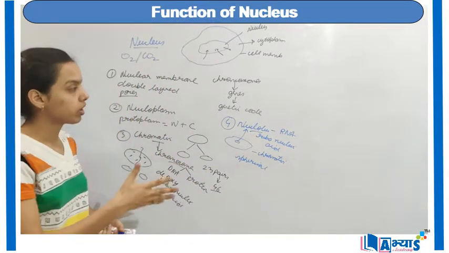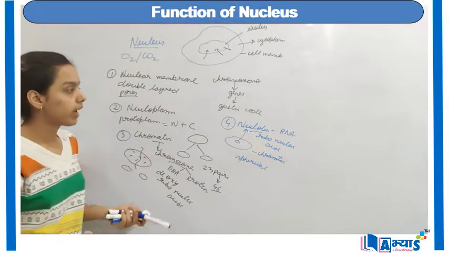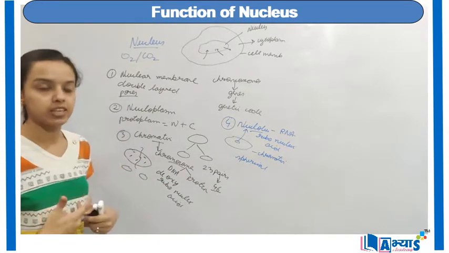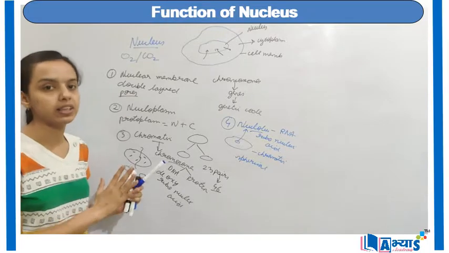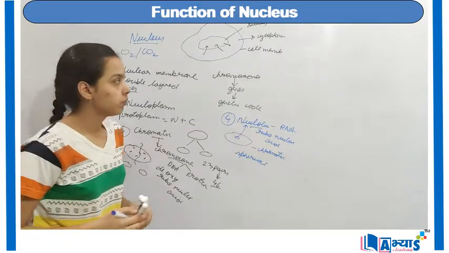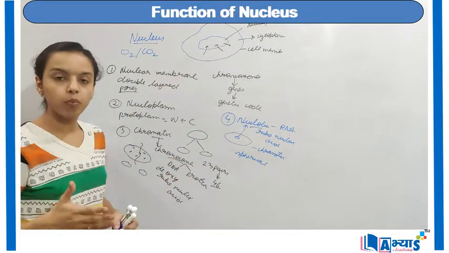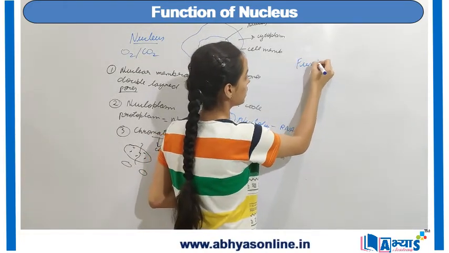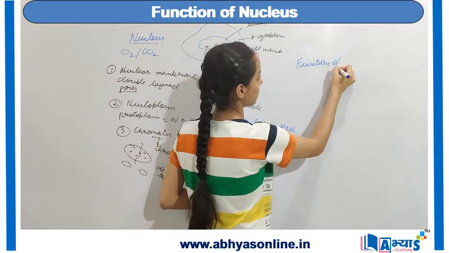So these were the four important parts of the nucleus. Together they form the nucleus, and that is why we can say that the nucleus is the brain of the cell. So all the activities are controlled by the nucleus. Now when we have discussed all these four important parts of the nucleus, we will now discuss the functions of the nucleus.